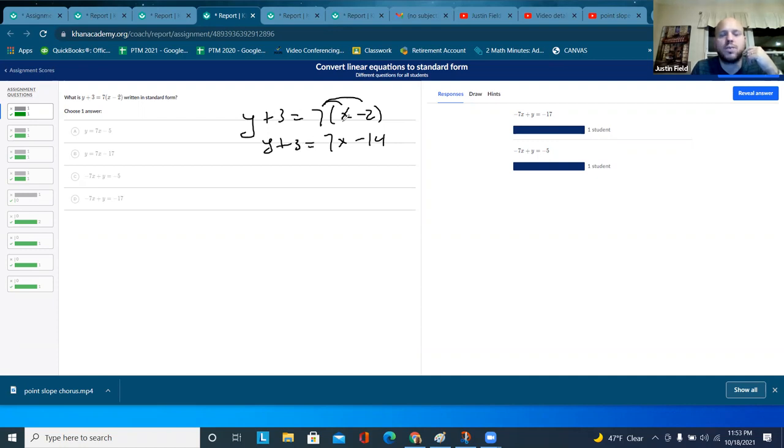Oh, and this is point slope form, by the way. So we're converting from point slope form to standard form. What are we going to do with this plus 3? We're going to subtract it from both sides. That's minus 17. And then we want to go to standard form, so we want to get the 7x over to the other side, be negative 7x. And we're done. ax plus by equals c.